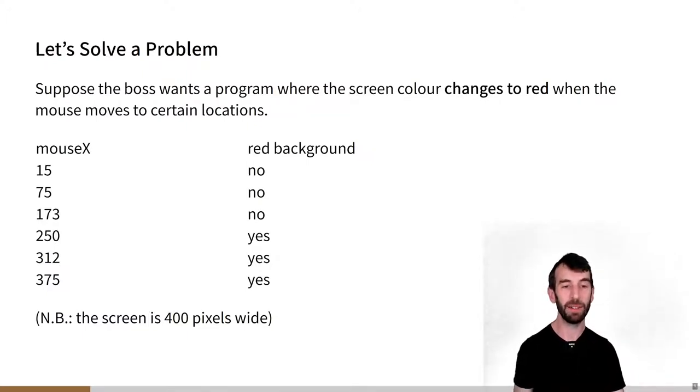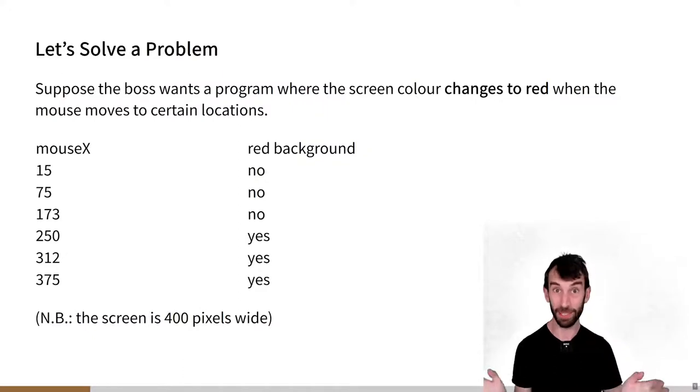Okay, so if mouse X is at 15, the background should not be red. If the mouse X is at 75, then it should not be red. If mouse X is at 173, it should still not be red. But now if the mouse X is at 250, it should be red. 312, yes, it should be red. 375, yes, it should be red.